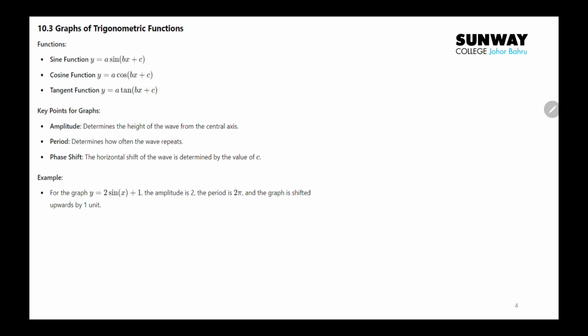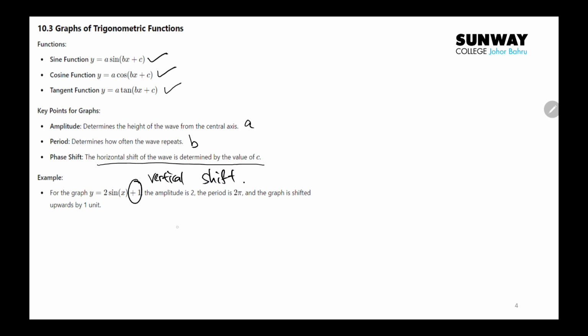We should understand some of the basic equations of trigonometry functions such as sine, cosine, and tangent. We already have shared with you A is related to amplitude, B is related to period, and the value of C is actually related to the horizontal shift. The horizontal shift. If there is an additional value at the end of it, we call that a vertical shift.